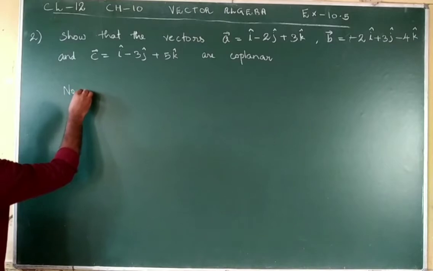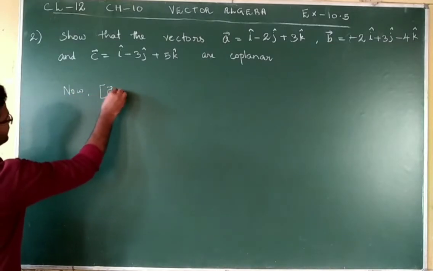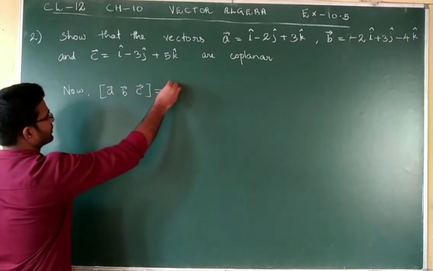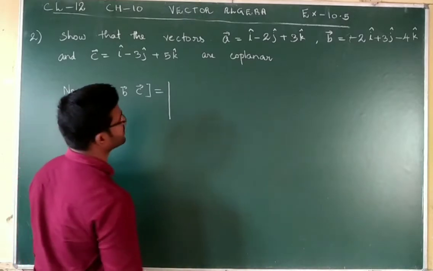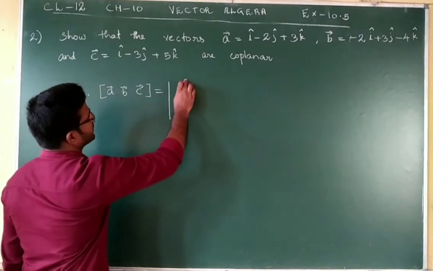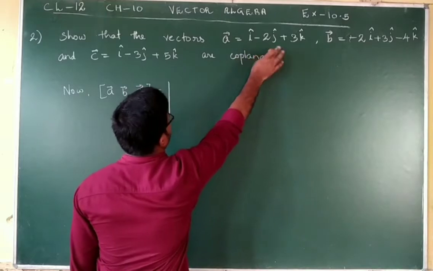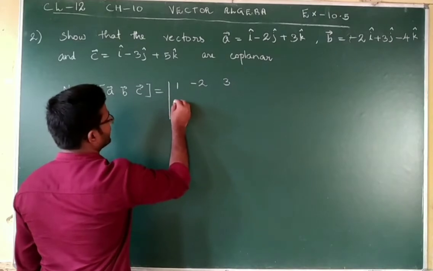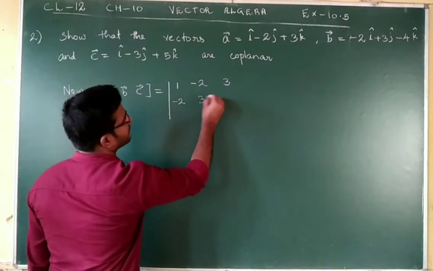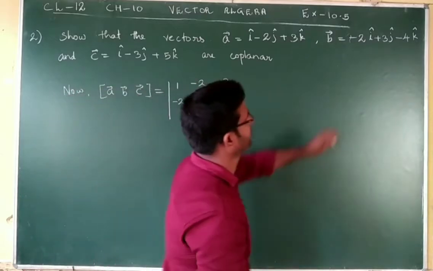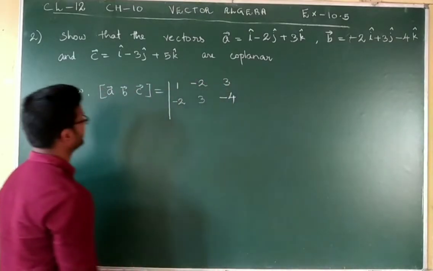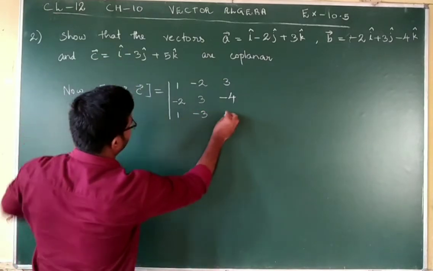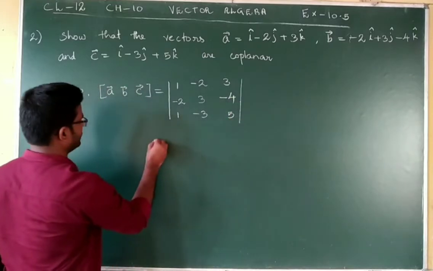A vector, B vector, C vector equals, using the determinant method, in the first row we write the scalar components of A vector, that is 1, minus 2, 3. Then in the second row we write minus 2, 3, minus 4, the scalar components of B vector. In the third row we write the scalar components of C vector, that is 1, minus 3, 5.